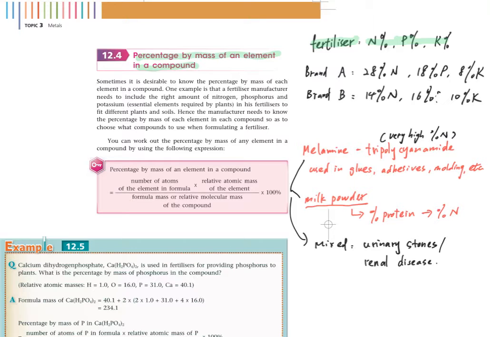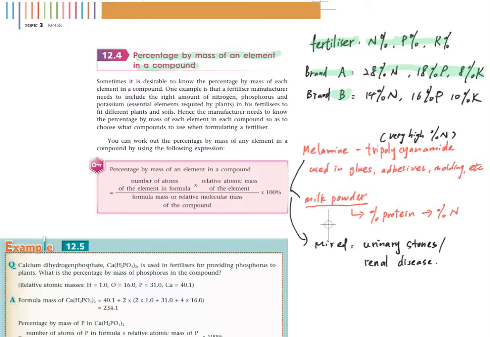Now, if there are two brands, one is A, one is B. If brand A has around 28% of nitrogen, 80% of phosphorus, and 8% of potassium, and brand B only 14% of nitrogen, 16% of phosphorus, and 10% of potassium, then if you're a farmer, which brand would you like to choose? Many farmers will choose brand A because the percentage by mass of an essential element should be higher, right? So they will buy brand A if the price is similar. Okay, this is one of the uses for percentage by mass.